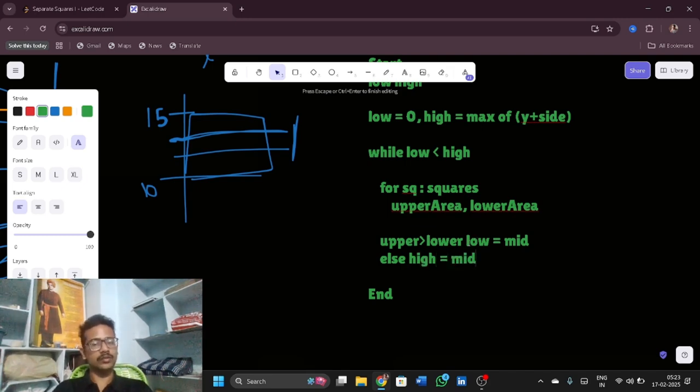So this is how you solve this problem. But there is an error here. Now I have low lesser than high and I am calculating the squares.